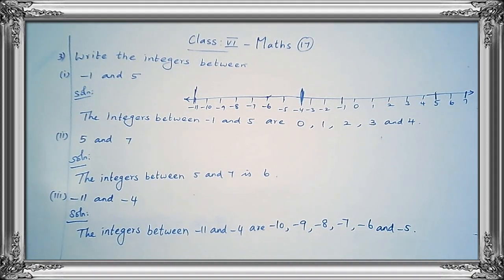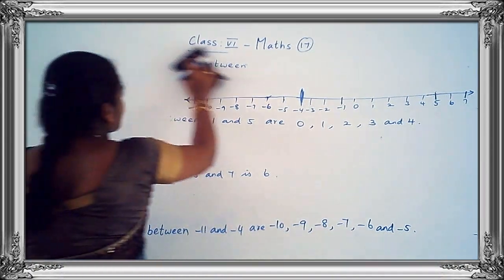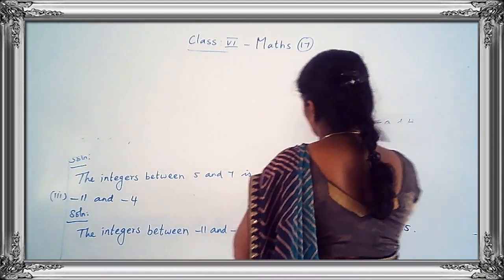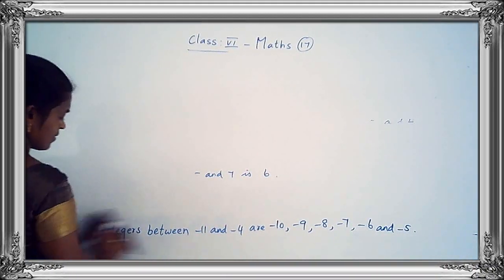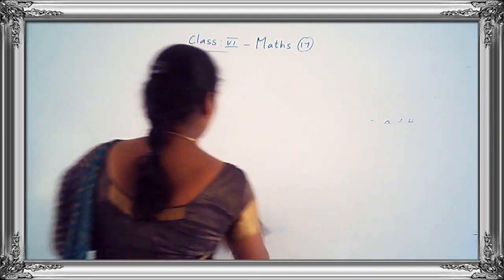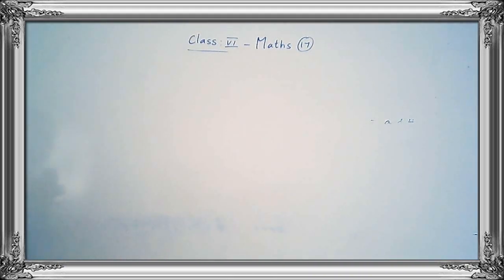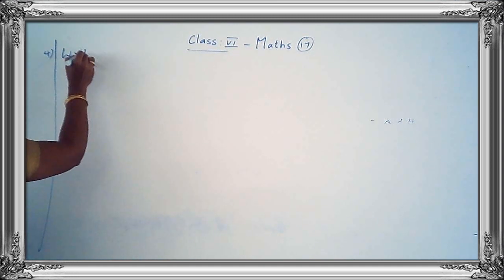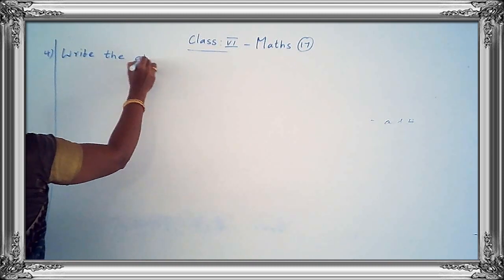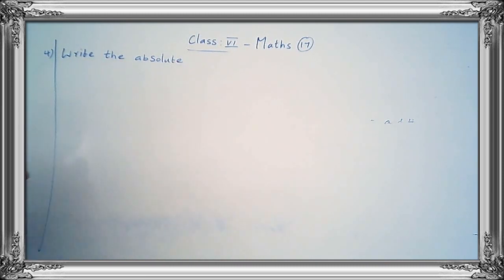Have you finished? Now you come to the next question. Fourth question. Write the absolute values of the following integers.